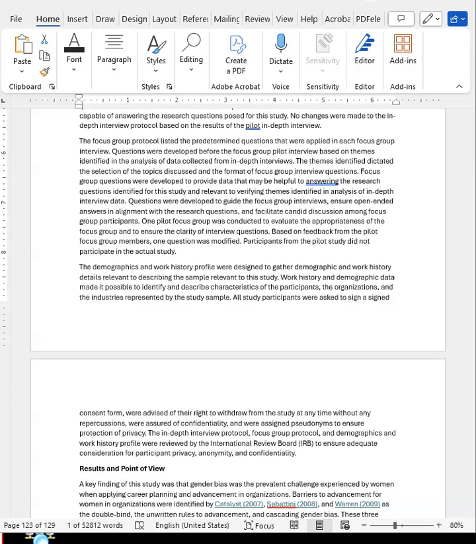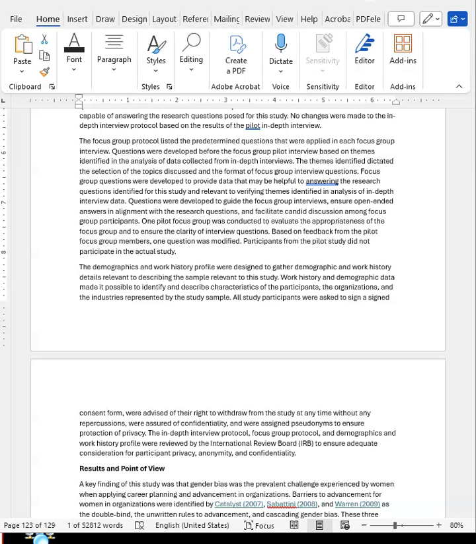One pilot focus group was conducted to evaluate the appropriateness of the focus group and to ensure the clarity of interview questions. Based on feedback from the pilot focus group members, one question was modified. Participants from the pilot study did not participate in the actual study. The demographics and work history profile were designed to gather demographic and work history details relevant to describing the sample. Work history and demographic data made it possible to identify and describe characteristics of the participants, the organizations, and the industries represented by the study sample.